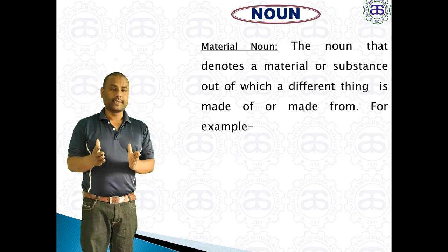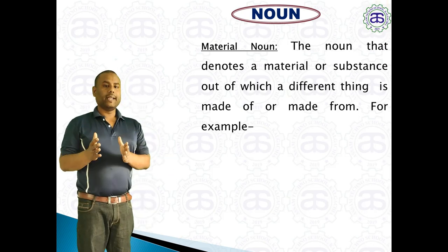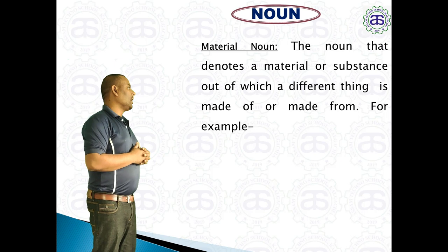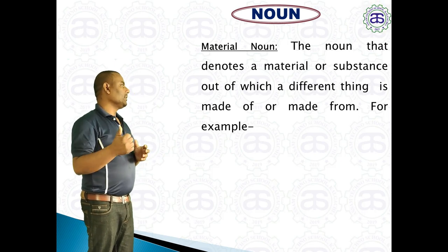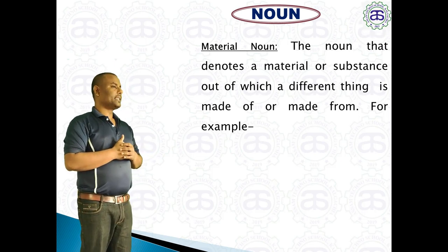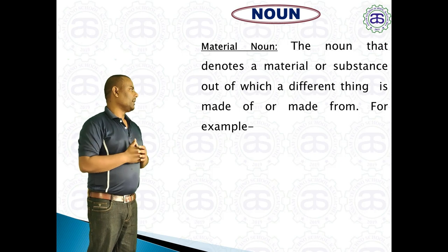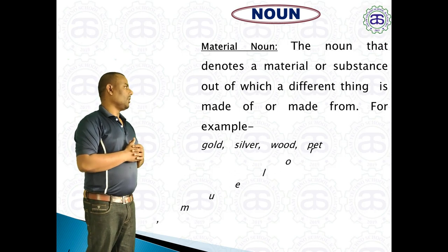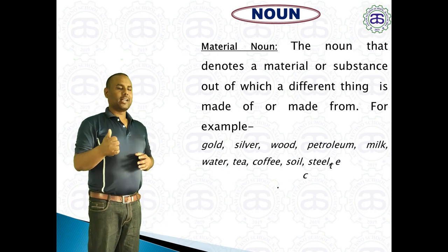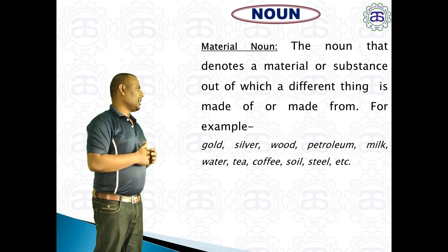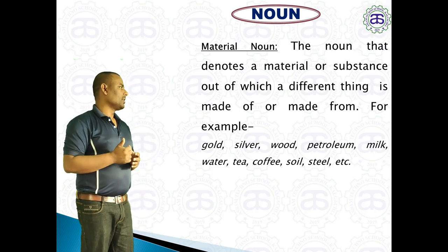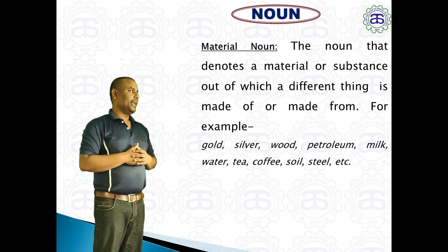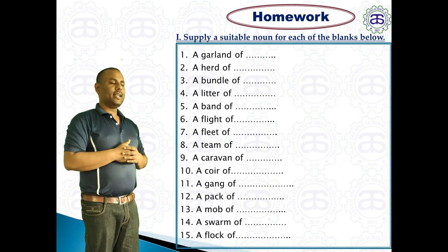So it is on your screen. You can also read. I will also read for you. Material noun: the noun that denotes a material or substance out of which a different thing is made of or made from. For example, gold, silver, wood, petroleum, milk, water, tea, coffee, soil, steel, etc.